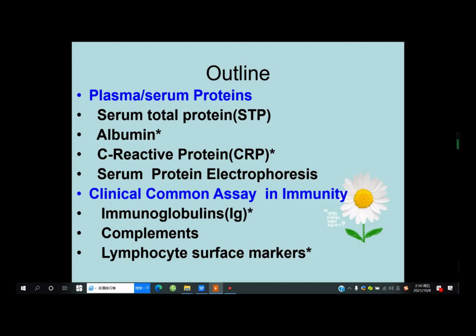When we talk about the immunity of our body, I will immediately think about the immunoglobulin and lymphocyte. However, there are other proteins or molecules participating in the immunity, for example, complement or lymphocyte surface markers.